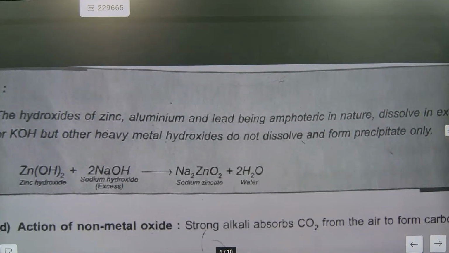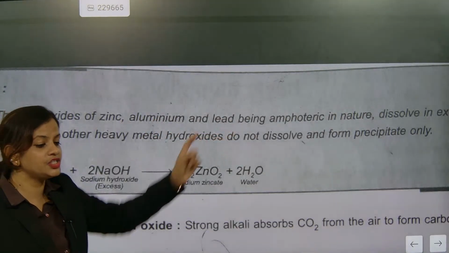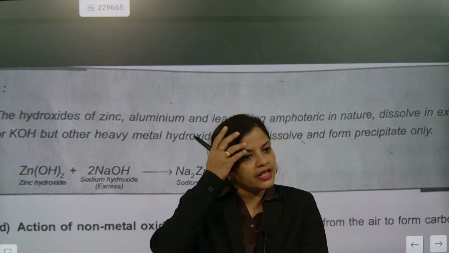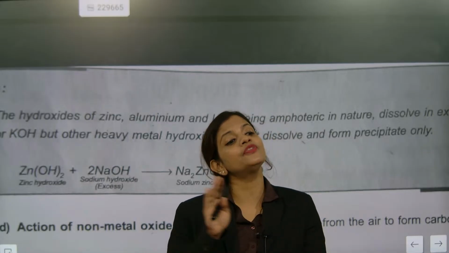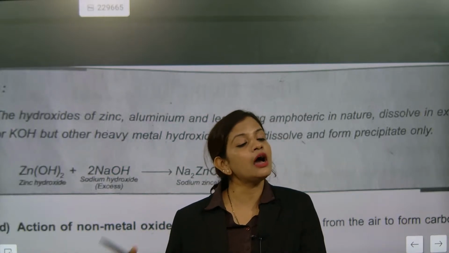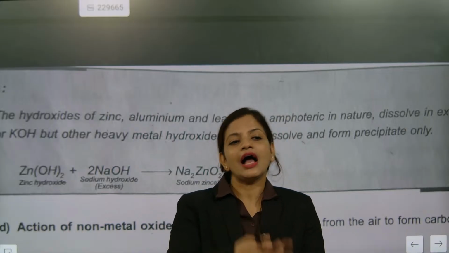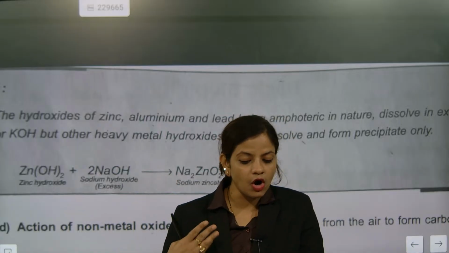See, this much depth they will not ask, but any reaction they will take and they will ask. See, sodium zincate is the most important one. Please kindly remember, hydroxides of zinc, aluminium and lead are amphoteric in nature. So what is the meaning of amphoteric? Listen, if some metals are present with a base, they act as acid, and if they are present with an acid, they act as base. So if I am present with you, I will behave as acid. If I am present with her, I will behave as base.